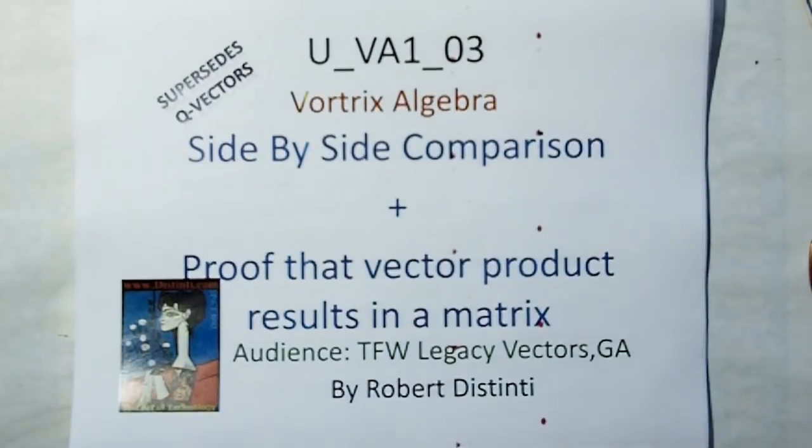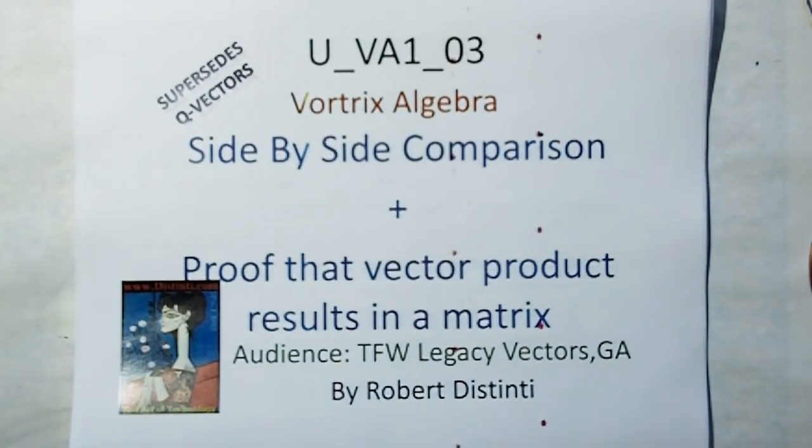Hi, this video was put in here because of the great comments we got from the Vortrix Algebra number 2, where we discussed, what do we call it, geometric algebra. So we're going to do a side-by-side comparison of all three vector algebras and show you proof that a vector product must result in a matrix and nothing but a matrix. And then the final conclusion to this will be that any vector algebra that does not produce a matrix as a result of a vector multiply is not what I will use going forward.